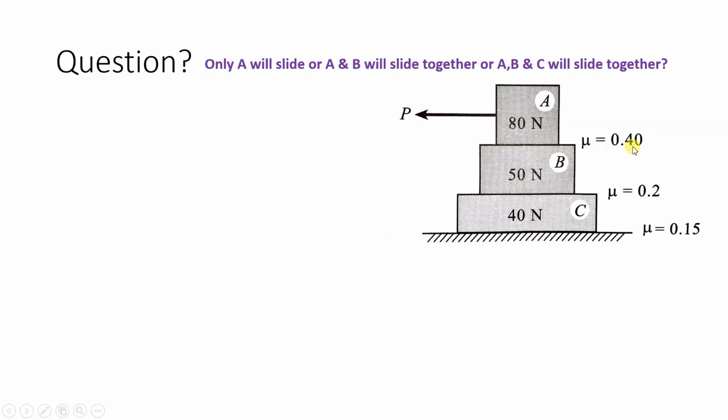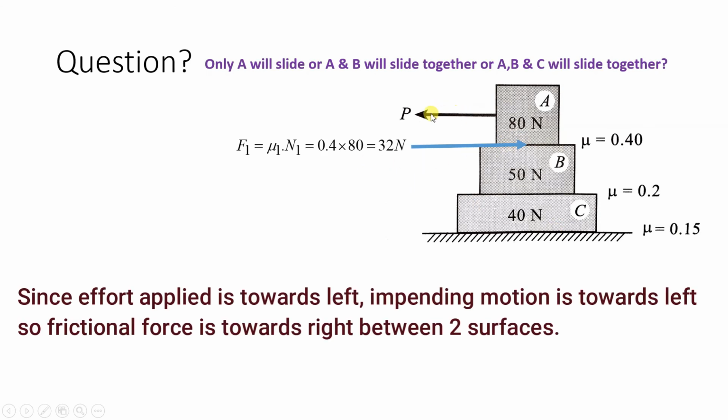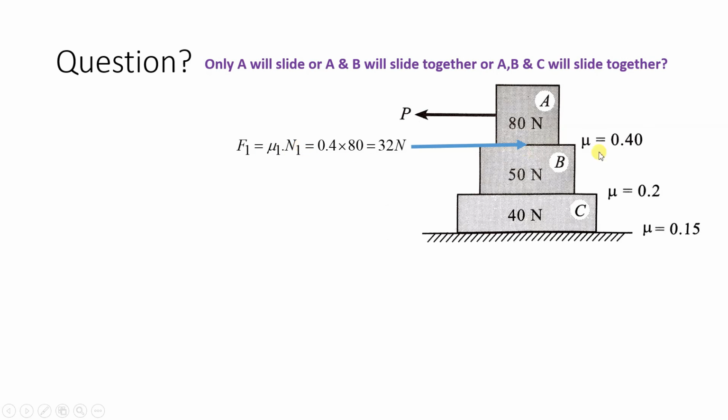Now here the coefficient of friction values are given. Okay, now how to solve this, how to answer this question? If you calculate the friction force over here, since effort is applied towards left, friction force will be towards right. Okay, so F1, friction force over here, will be mu1 into N1. Mu is 0.4 into what is N1? Normal reaction. Normal reaction will be opposite to weight. Weight is 80 Newton, so normal reaction will also be 80 Newton. So 0.4 into 80. So F1, the friction force, is 32 Newton.